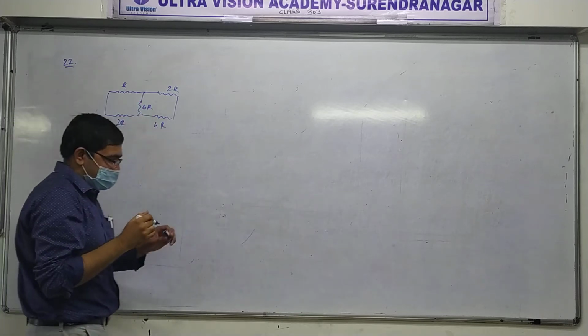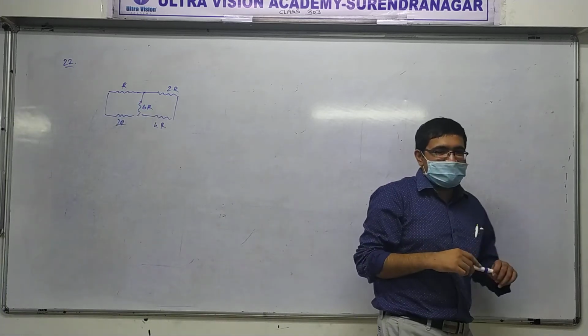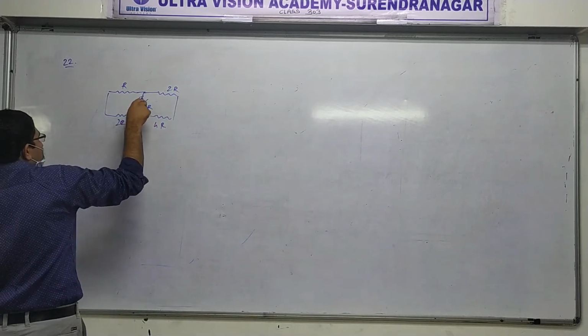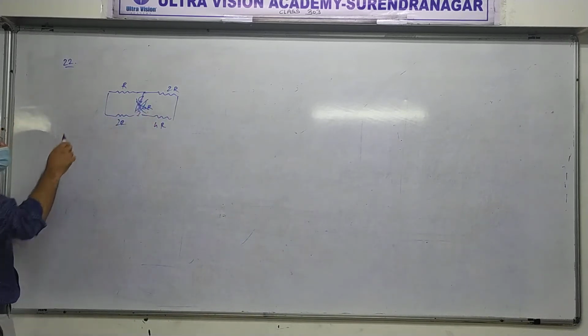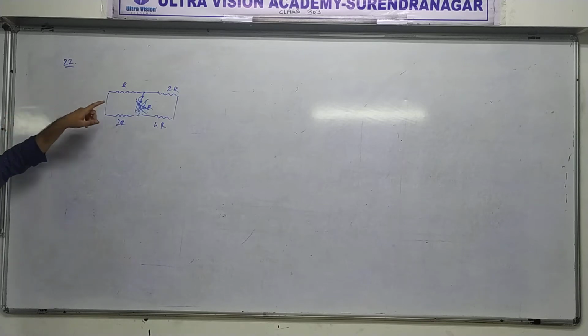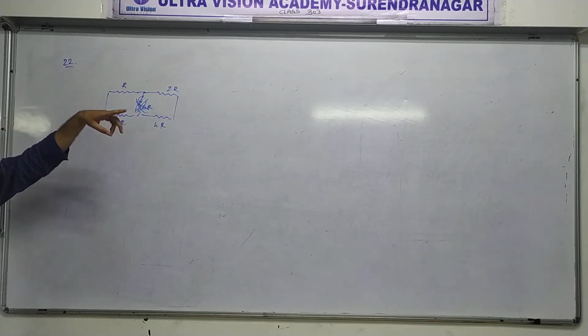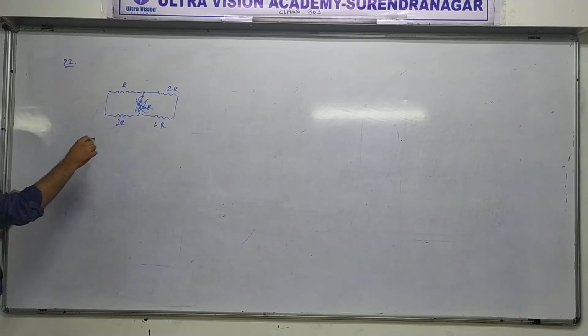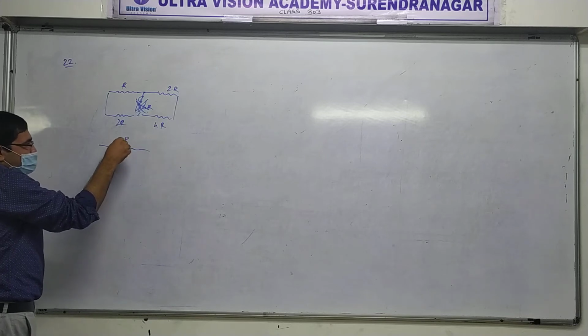So what to do with 6R? Remove it. Then how much is the total resistance after you remove this? R and 2R give 3R. 3R and 6R in parallel give 2R. Is that okay? So the final equivalent of all this is 2R. Did you understand?